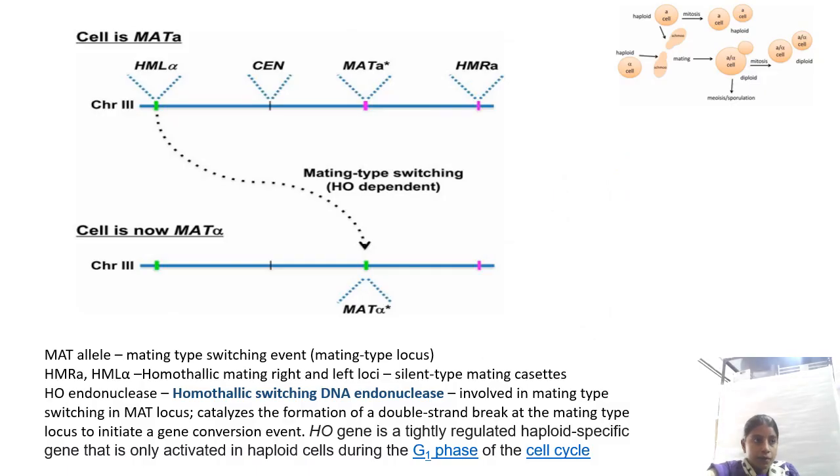Yeast cells have a haploid phase of growth as well as a diploid phase of growth. And if you see the haploid phase cells of yeast, there are A cell types and alpha cell types. So there would be interconversion of these different cell types. That is, the A cell can be converted to alpha cells and vice versa, the alpha cell into A cell can occur. This conversion event from alpha cell to A cell or vice versa is called the mating type switching event.